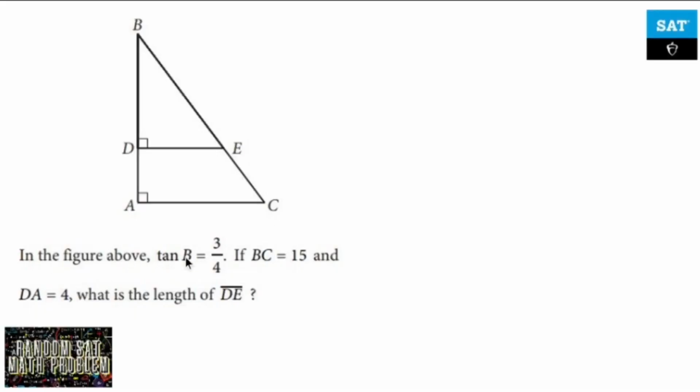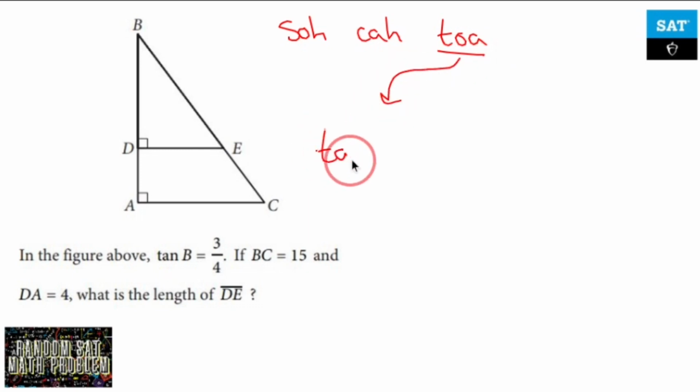In the figure above, tan b equals 3 over 4. Now, you may have heard of SOHCAHTOA. So I'm going to write that out, SOHCAHTOA. We're going to care about TOA. TOA means the tangent of your angle, in this case B, equals the opposite side over the adjacent side.